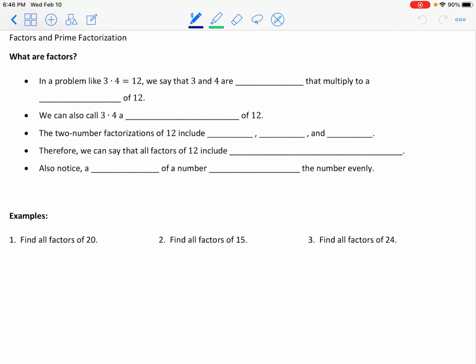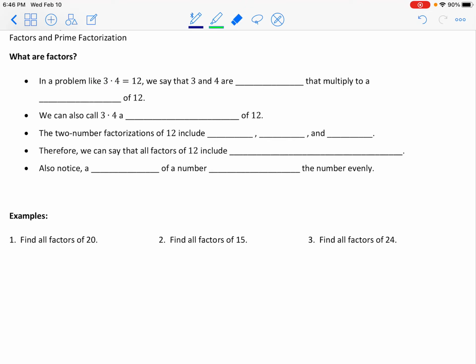Hello and welcome to a lesson on factors and prime factorization. So we've actually mentioned factors before. If you recall, when we're looking at a problem like 3 times 4 equals 12, we say that 3 and 4 are factors that multiply to a product of 12.